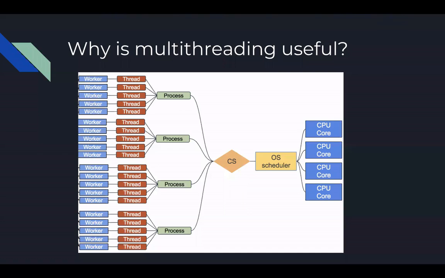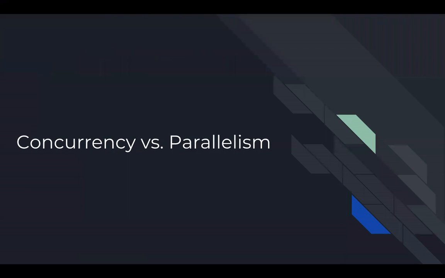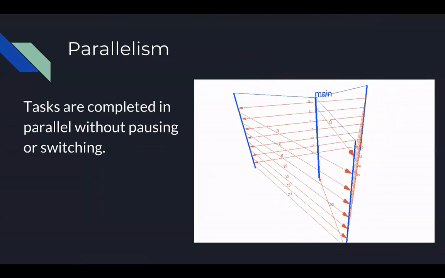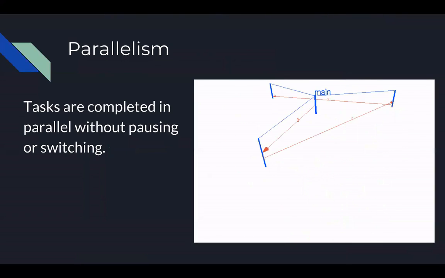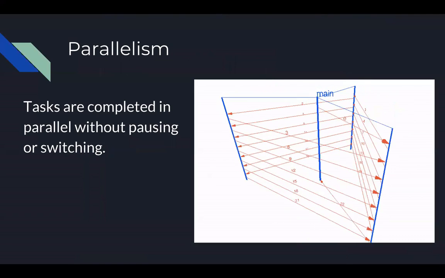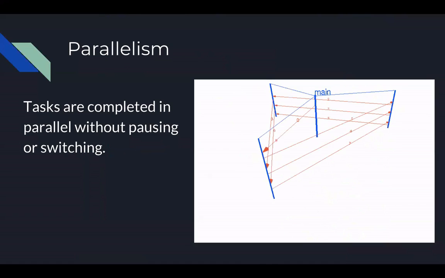The next thing I want to get into is the difference between concurrency and parallelism. You might hear these terms used interchangeably, and they are pretty similar, but there's a big difference between them. The reason I bring it up is that we're going to be talking about concurrency and parallelism later on in this talk. The easiest one to define is parallelism. Parallelism is tasks that are completed at the same time, all at once, without pausing or switching and without stopping.